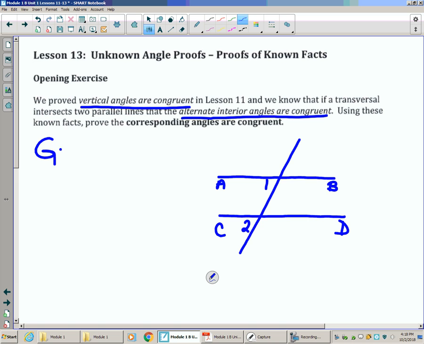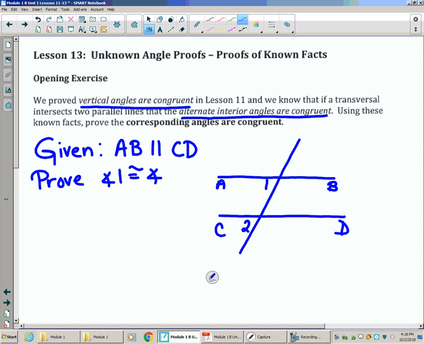Our given information is just going to be that AB is parallel, this is the parallel symbol, to CD. And you need to prove that angle 1 is congruent to angle 2. To help us do that, we'll add in another angle here. We'll call it angle 3. So, step 1 is always your given. So AB is parallel to CD. That's given information.